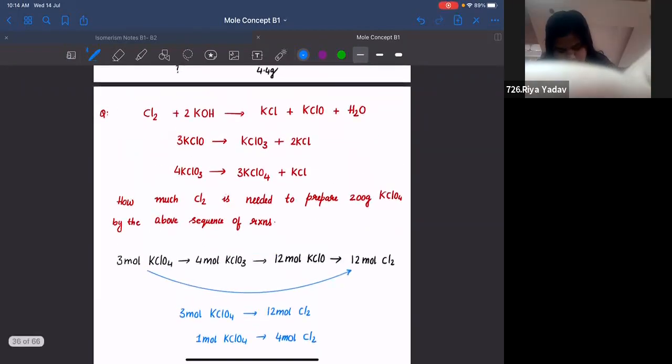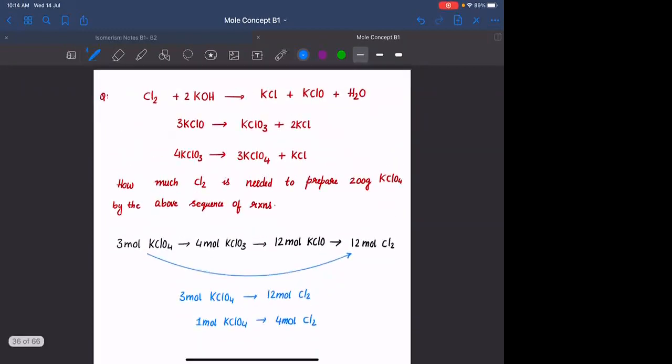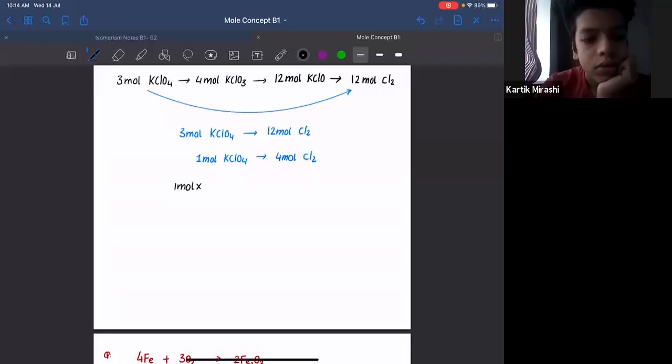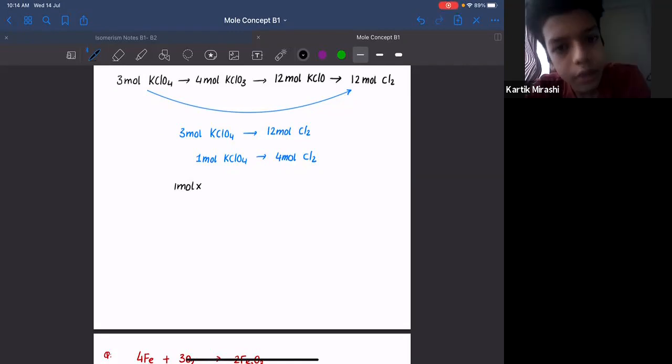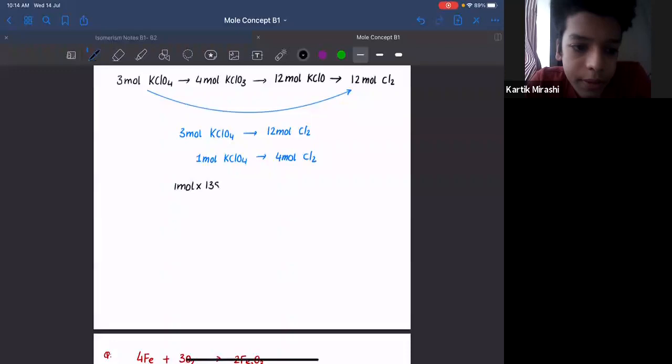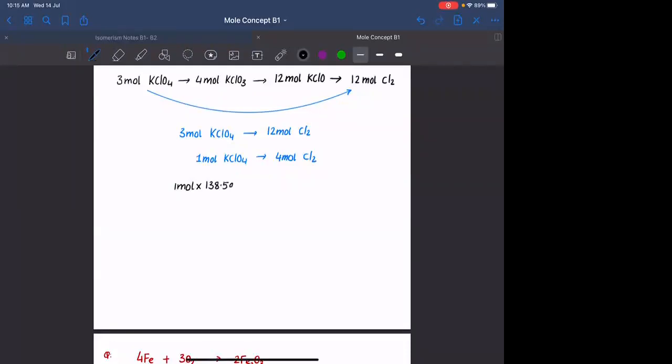Yes. We are given the analysis in terms of mass, 200 grams, and they are asking how much Cl2. Let us say they are asking in terms of grams. So convert this into grams. 1 mole KClO4 का mass कितना होगा? Please tell me the molecular weight of it. Potassium is 39, chlorine is 35.5. 138.5, okay, so which is 138.5 grams KClO4.